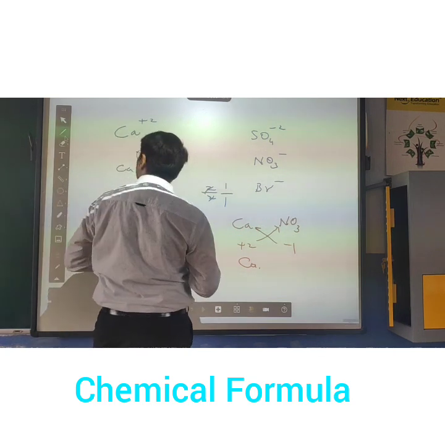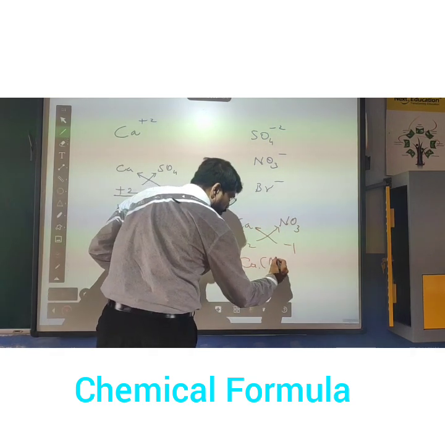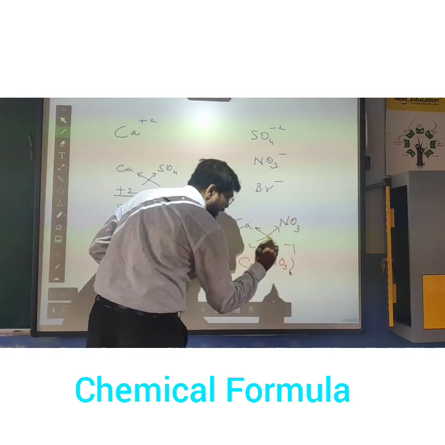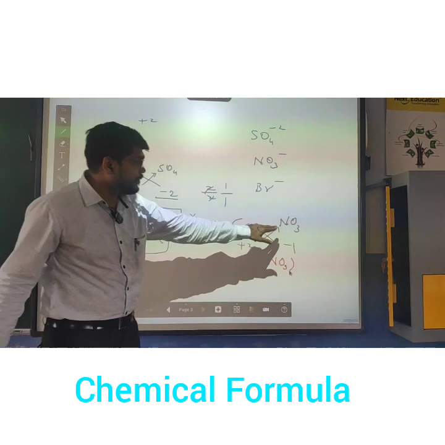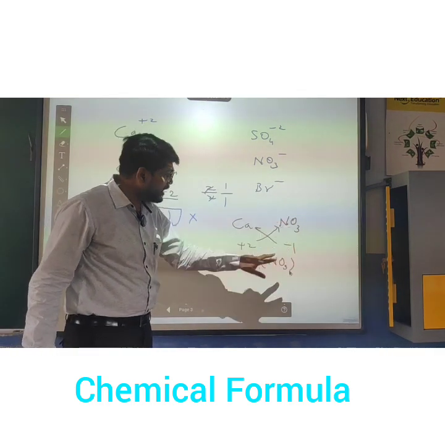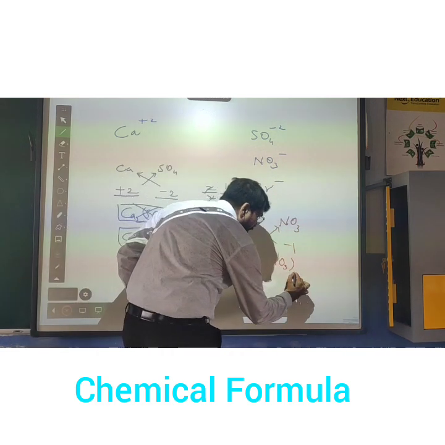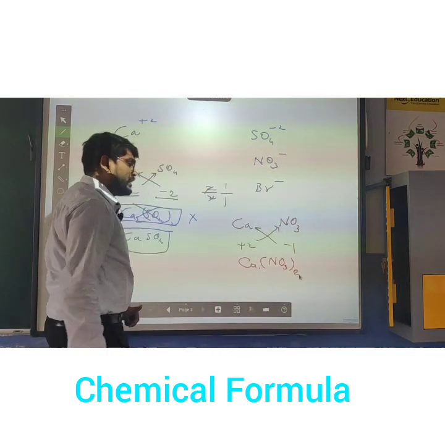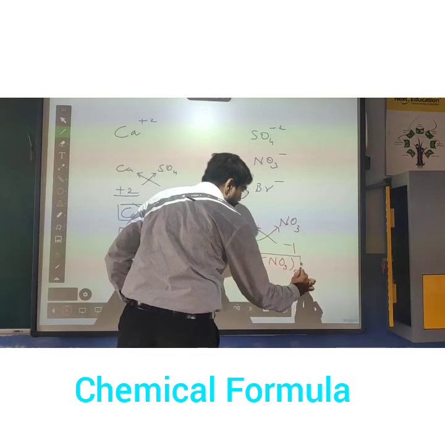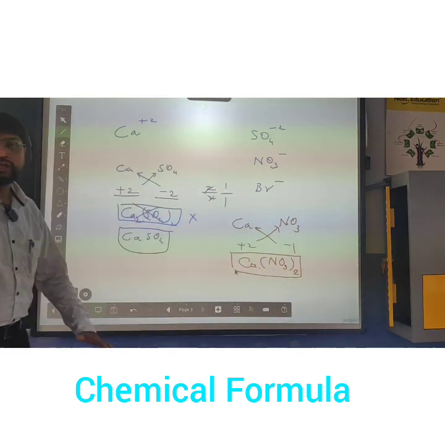NO3 has to come in a bracket. The reason is that it's a polyatomic ion, and when it is a polyatomic ion, you have to place it in a bracket, and the 2 will come in subscript over here, and the name of the compound will be calcium nitrate. So that's it.